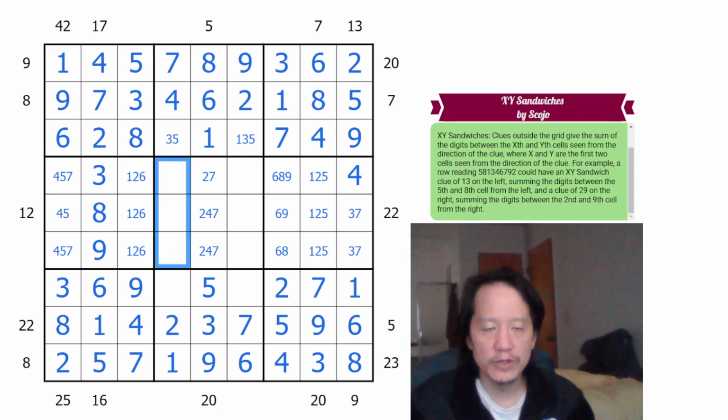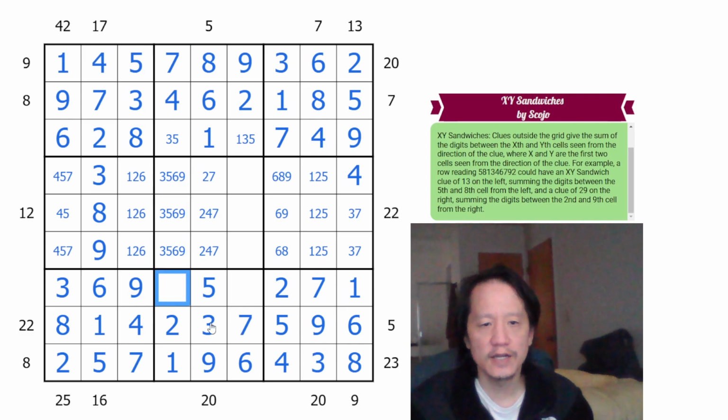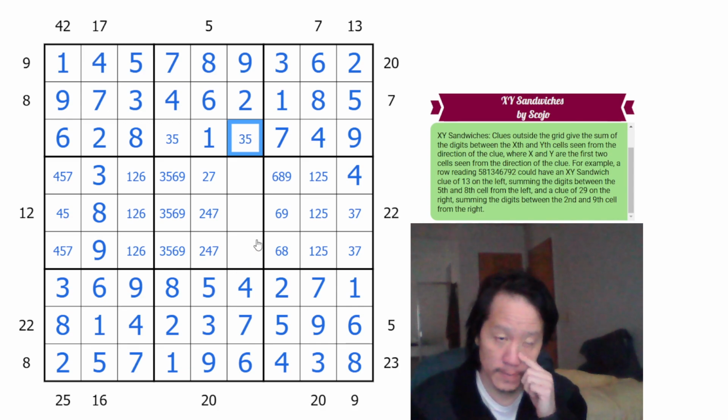So this has to be 3, 5, 6, or 9. Because 3, 5, 6, and 9 cannot be here. So either 3, 5 are here. We already know 6 and 9 had to be here. This has to be 4, 8. Cannot be 4, so this must be 8, which makes this 4. This can't be 1.